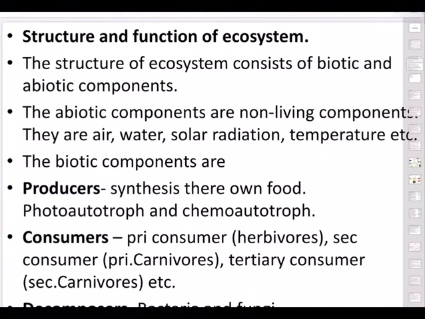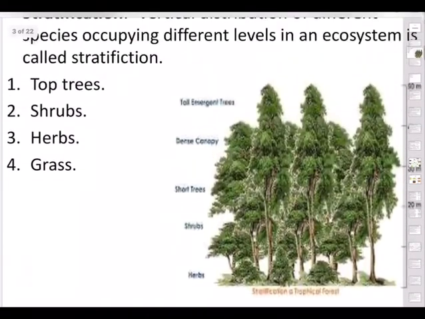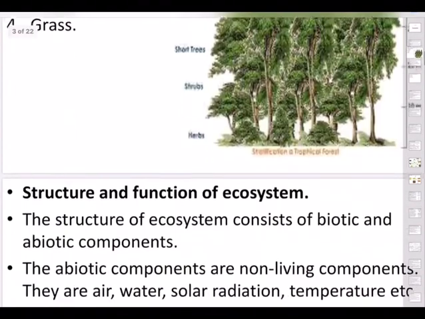So the structure of the ecosystem consists of 5 things. 1. Species composition. 2. As I have shown you here, stratification.